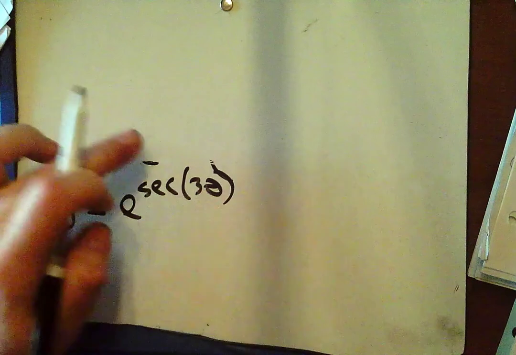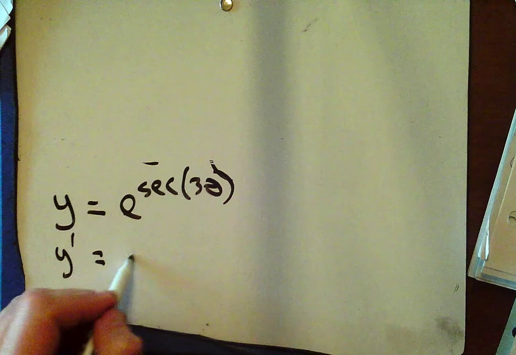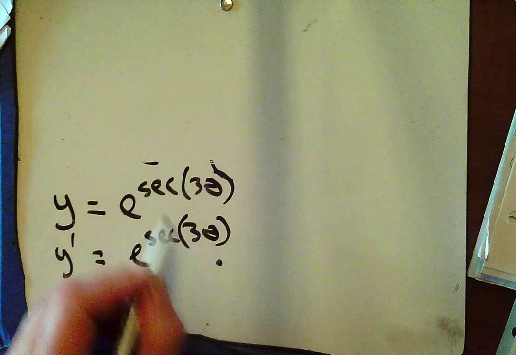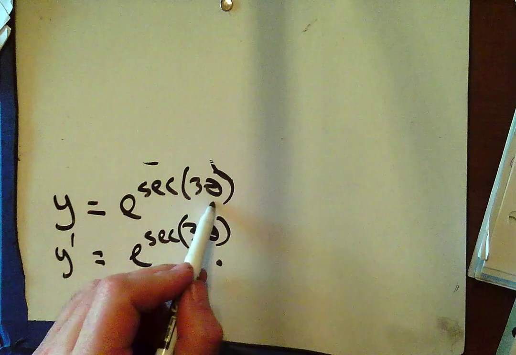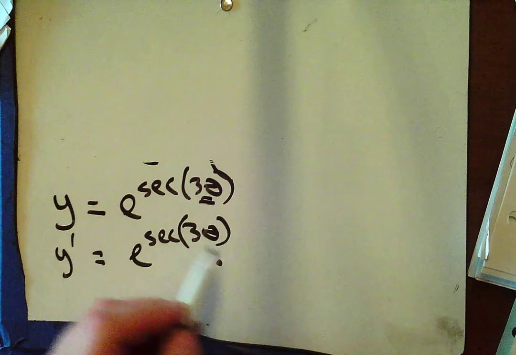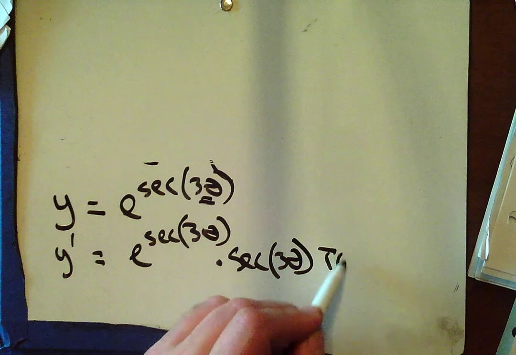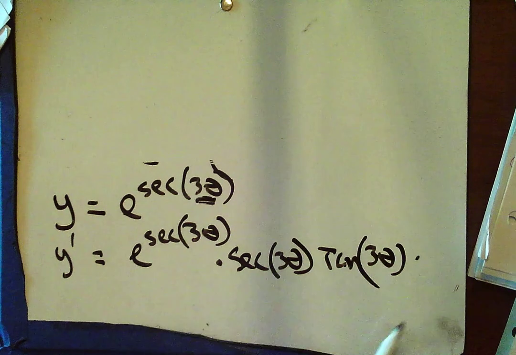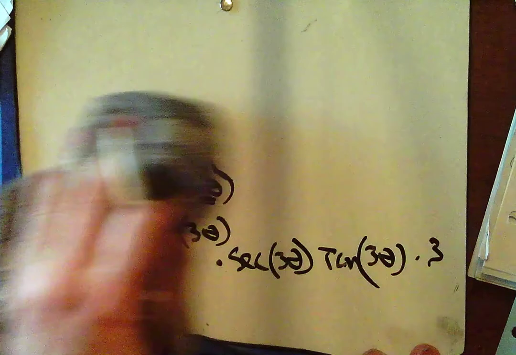Hey, welcome back. So y prime is going to be itself, e to the secant 3 theta, times the derivative up here. The derivative of secant, remember, is secant tangent, but we've got that. So it's going to be secant 3 theta tangent 3 theta times the derivative of that innermost function, 3. Excellent. Let's go. There's more learning.